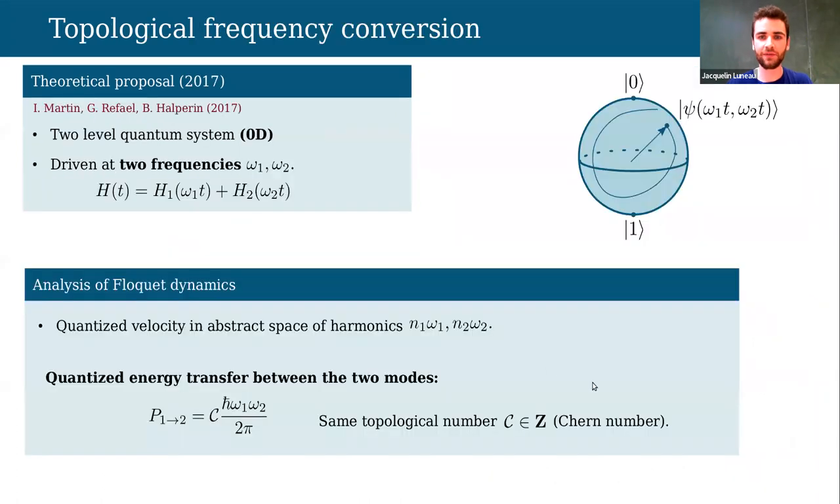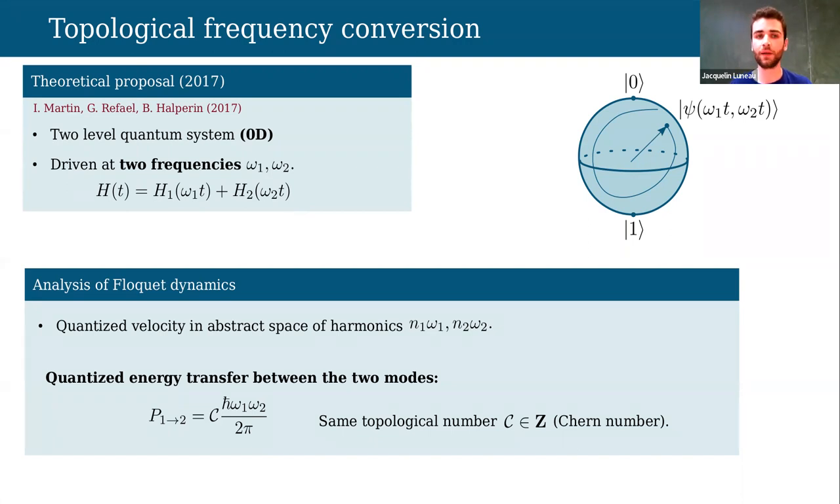So then I will discuss a third example, which was another theoretical proposal, proposed even more recently in 2017 by Martin and collaborators, where now they no longer consider a two-dimensional quantum system, as in the quantum Hall effect, or a one-dimensional quantum system as in the Thouless pump, but a zero-dimensional quantum system, so a two-level quantum system, but which is driven at two frequencies. So we have a time-dependent two-level system driven at two frequencies.